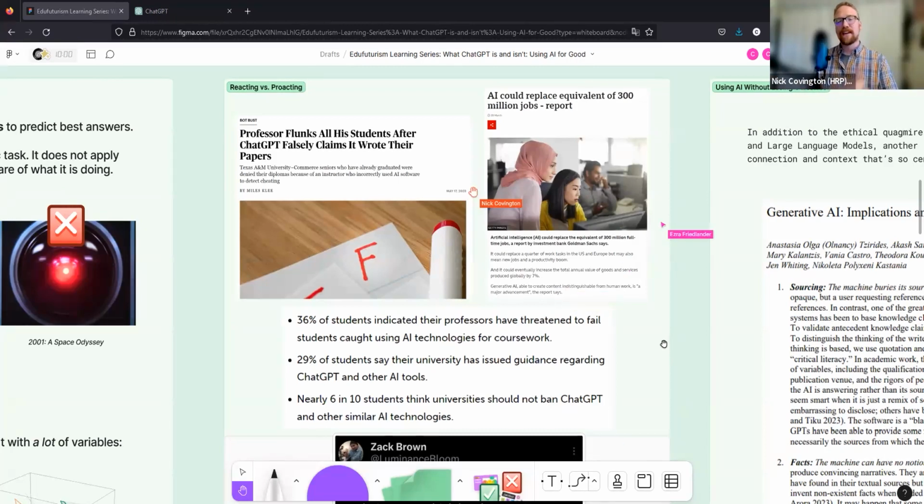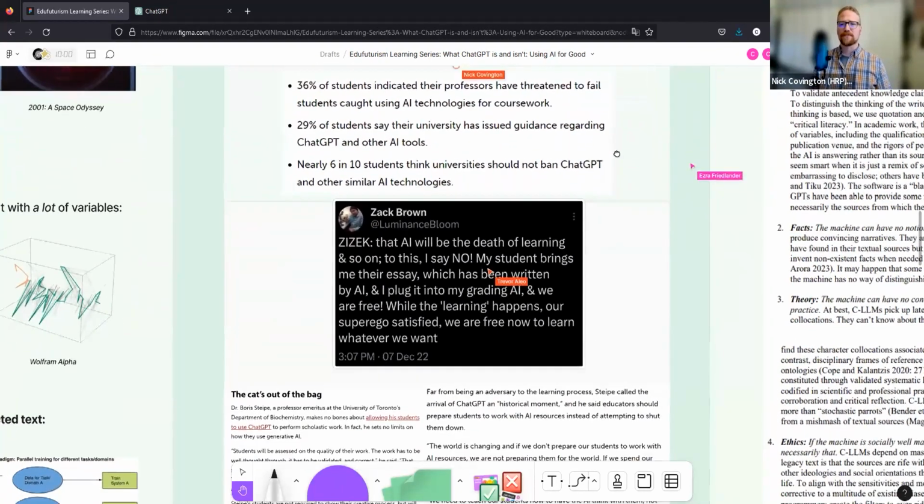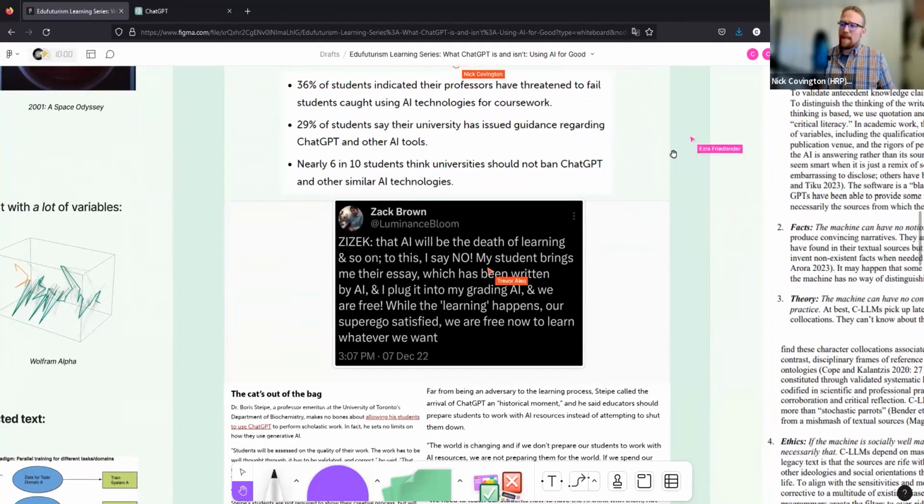And of course, on the other side of this, the need, I suppose, for students to understand the impact of AI, because it's been reported that AI could replace the equivalent of 300 million jobs in the near future. I don't know if there's a timeline on this, but sometime in the near future, AI is going to steal all the jobs. So there's that. And then if you scroll down here just a little bit more, Chris, I've actually found some survey data that showed about a third of students indicated their professors have threatened to fail students caught using AI technologies.